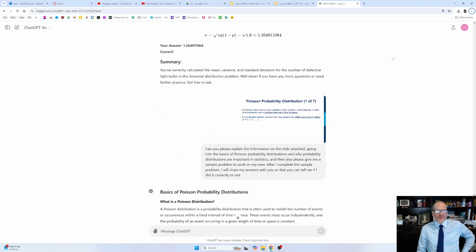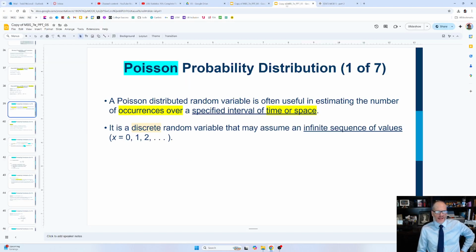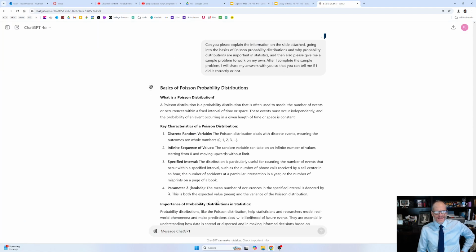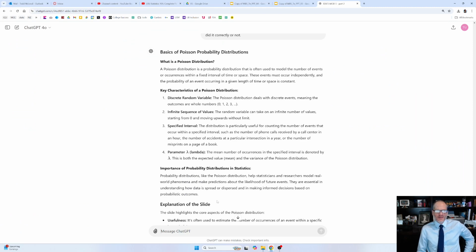All right, ChatGPT's done. Plus, I read through the slides here and did some highlighting, so we'll take a look at those in a second. Let's see what ChatGPT had to say. Basics of Poisson probability distributions.